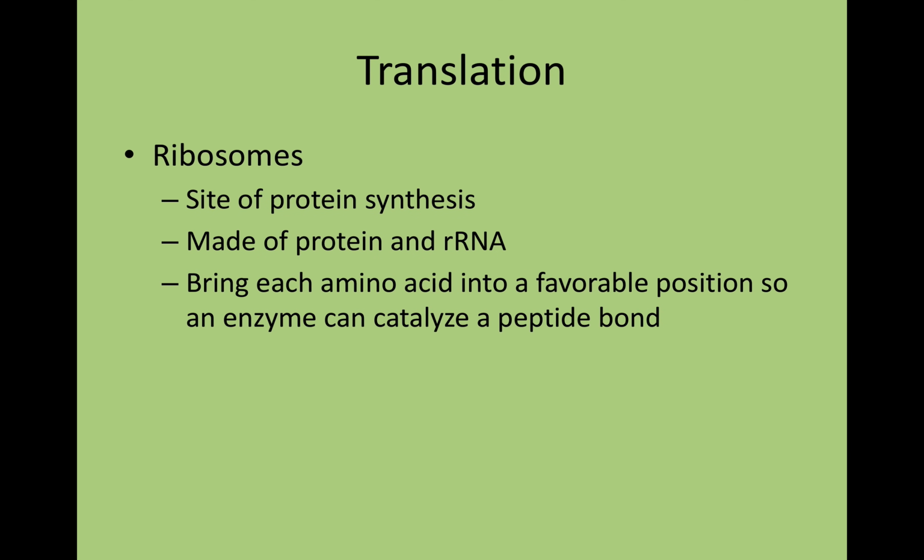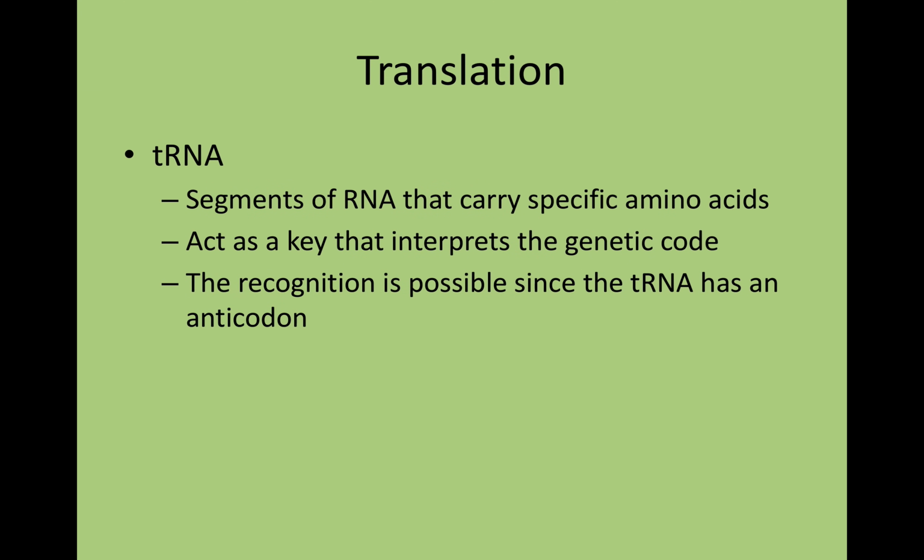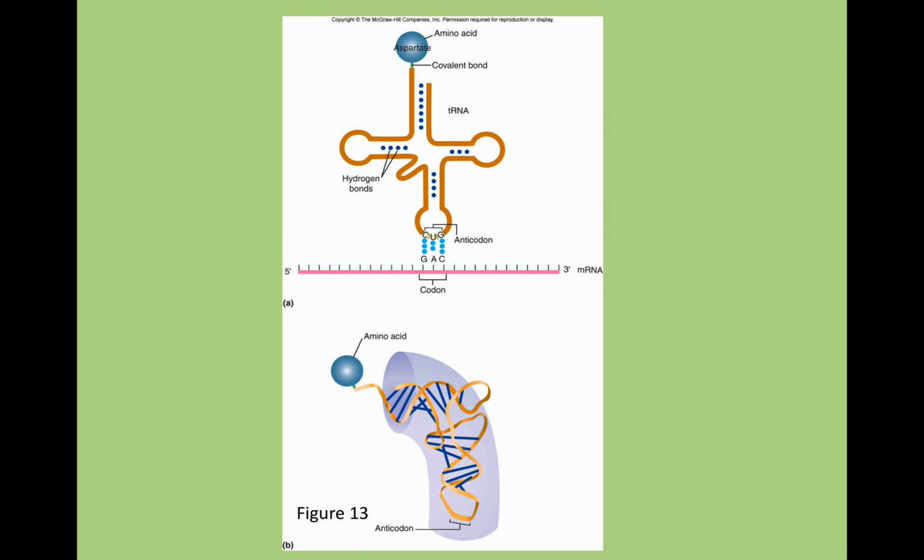So the ribosome is the site of protein synthesis, and that's where all this stuff, messenger RNA, the transfer RNAs, they put everything into a favorable position so we can catalyze a peptide bond. The transfer RNA are a sequence of RNA that carry the amino acids. They act as a key that interprets the genetic code. And that recognition is possible because they have an anticodon. So it's a set of 3 nucleotides at the one end of the transfer RNA that will read the codons.